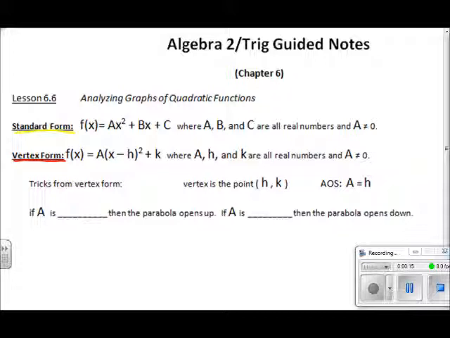Remember, standard form was when we had ax squared plus bx plus c, where a, b, and c are all real numbers and a can't be 0. That was one way of looking at a quadratic function.